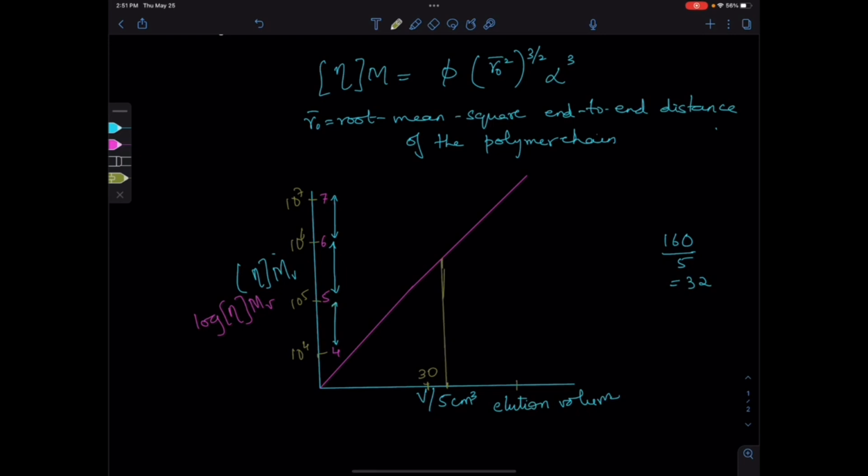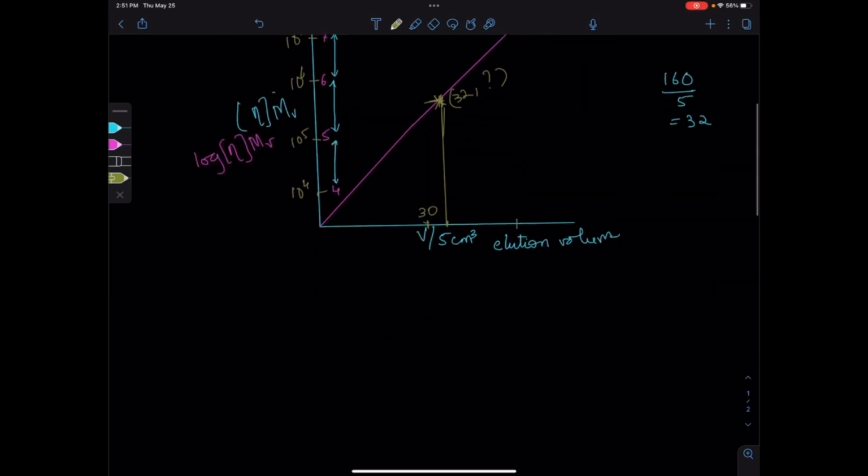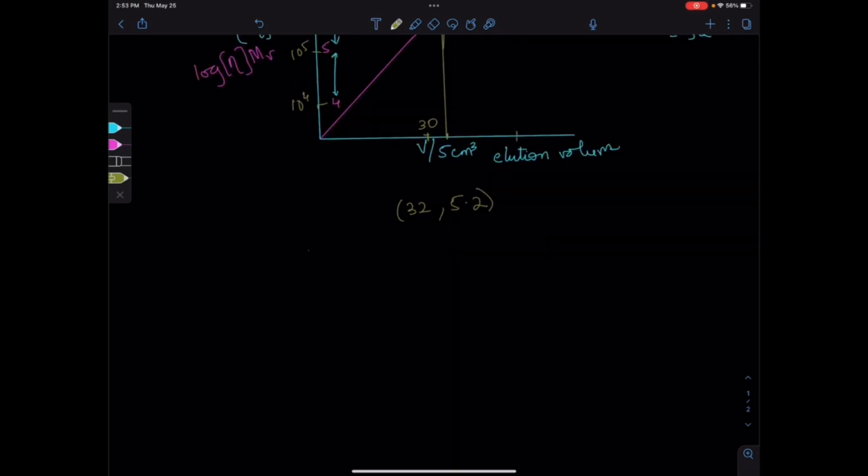So if you look at the original graph and find out what the y coordinate of this point is, we'll see that it matches with the value of 5.2. So when I did that, I found that this value here matched at 5.2. So let's plug this in.